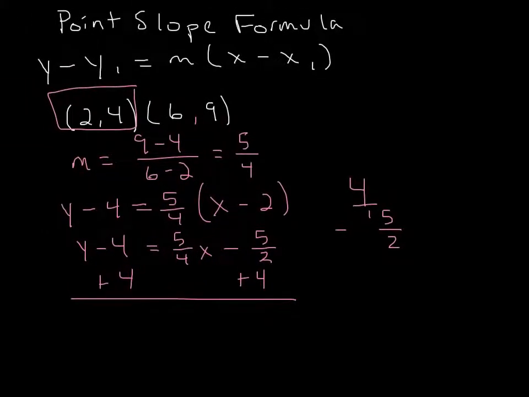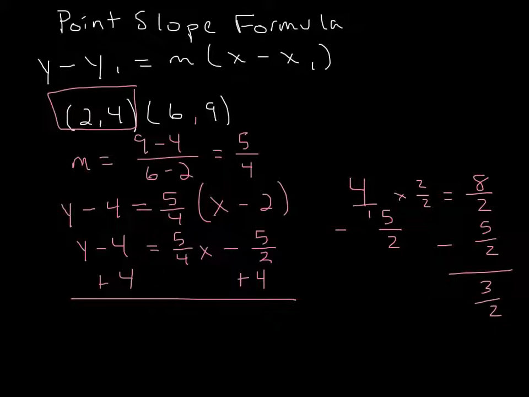Our common denominator is going to be 2, so I'm going to multiply this one times 2 over 2, which is going to give us 8 over 2 minus 5 over 2. If you subtract, you get 3 over 2. And now there's our answer. So we now have y equals 5 over 4x plus, because the 4 is bigger, 3 over 2. And now we're in slope-intercept form. It's just that simple.